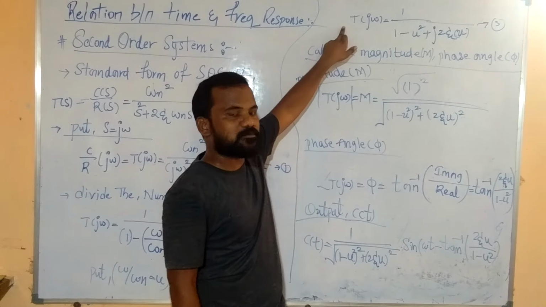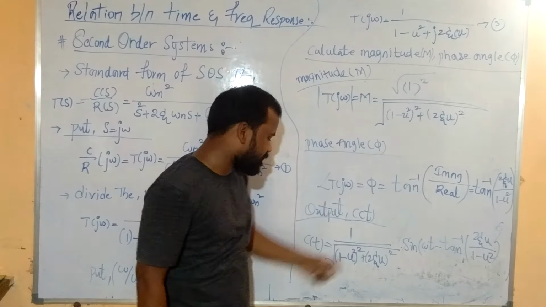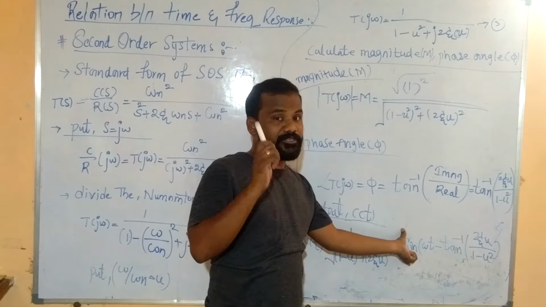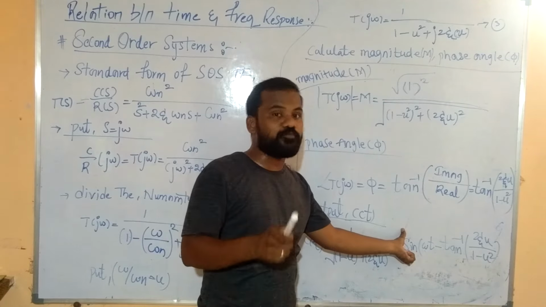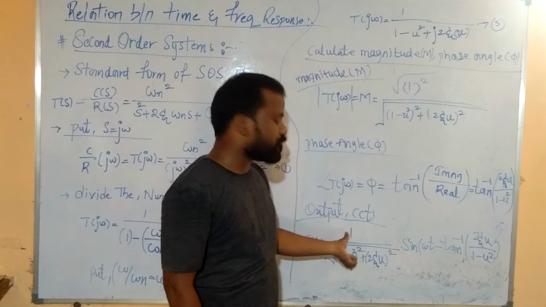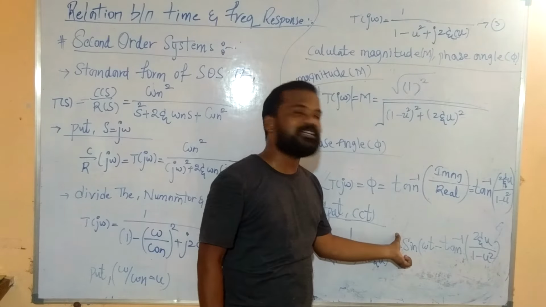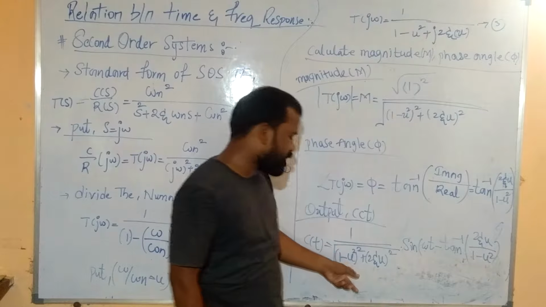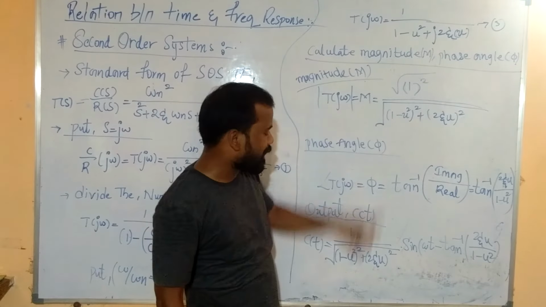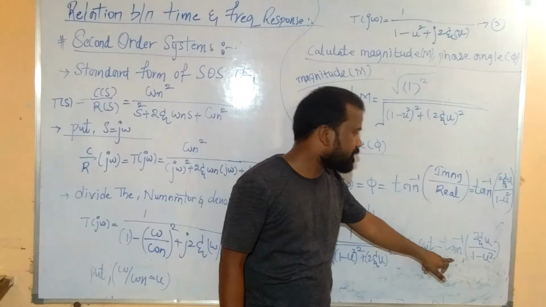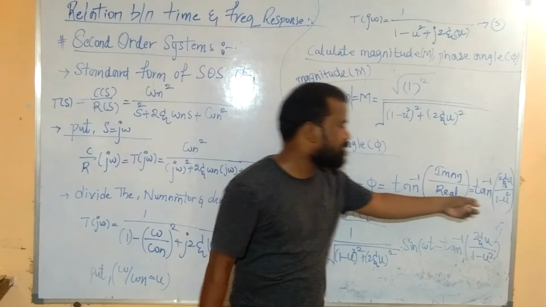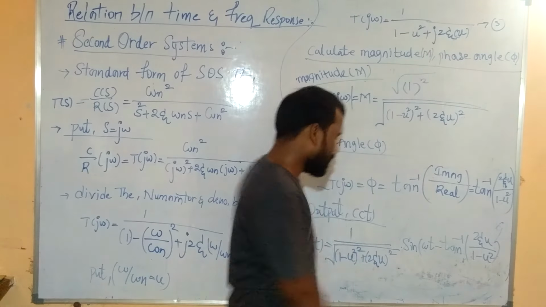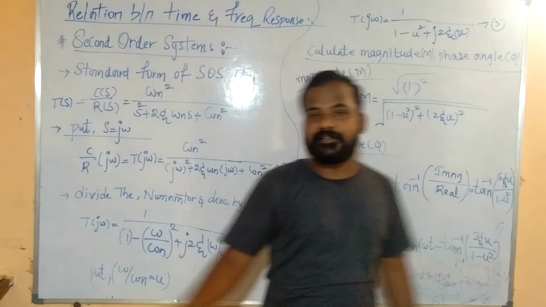Now how to get the final response? The output c of t is magnitude at an angle. Already you know the equation of the output: c of t is equal to b into sine omega t minus phi. Same here, instead of b we substitute the magnitude M, and instead of phi we substitute the phi value, tan inverse of 2 zeta u divided by 1 minus u square. Clear? So this is the actual output of the system.